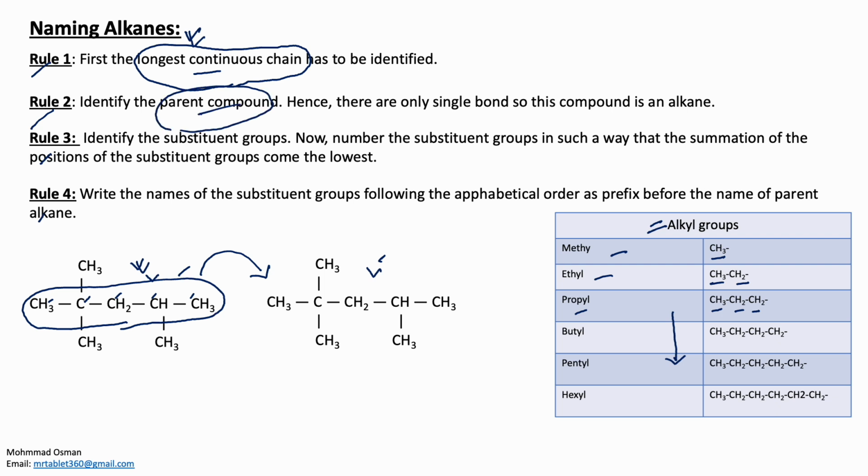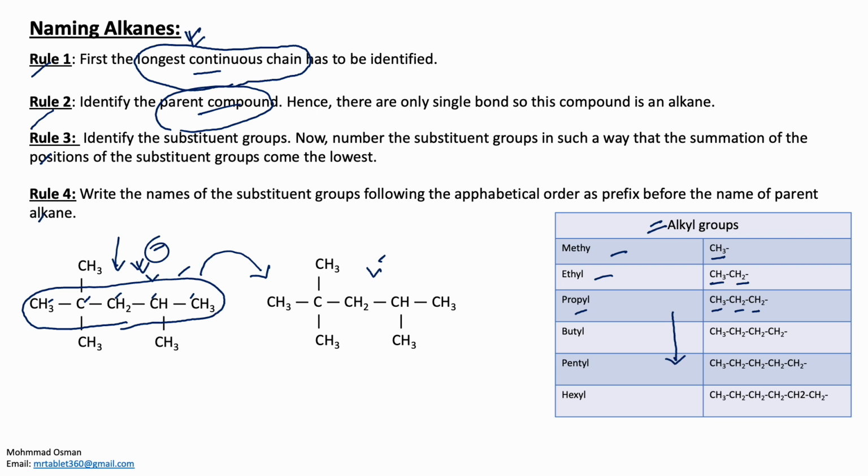Now if you see this compound, it only contains single bonds, so definitely it is an alkane. If it contained a double bond, it would have been an alkene. If it contained a COOH group, it would have been a carboxylic acid. If it contained an OH group, it would have been an alcohol. So as it contains only single bonds, it is definitely an alkane.